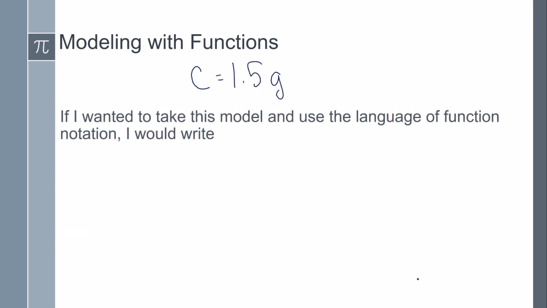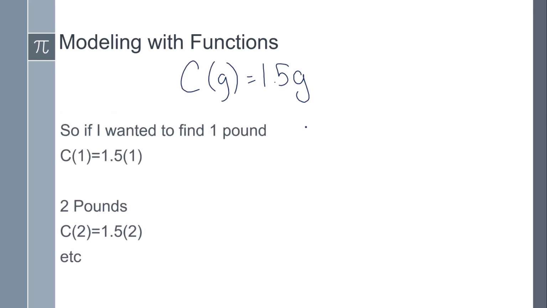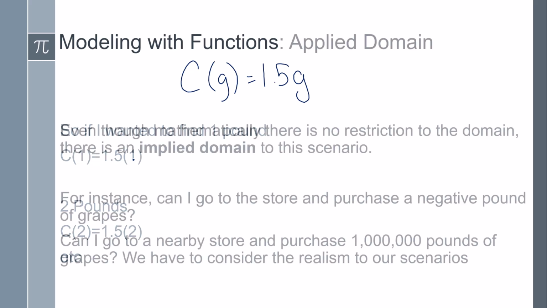Now, if I wanted to take this model and use the language of function notation, I would write it like this, where I now create this input-output process. So C of G becomes the cost in dollars, and G is still the number of pounds of grapes. Again, using this model, if I wanted to plug in 1, that means G is 1 pound of grapes. If I wanted to find 2 pounds, G is 2. You're plugging in 2, so 1.5 times 2.